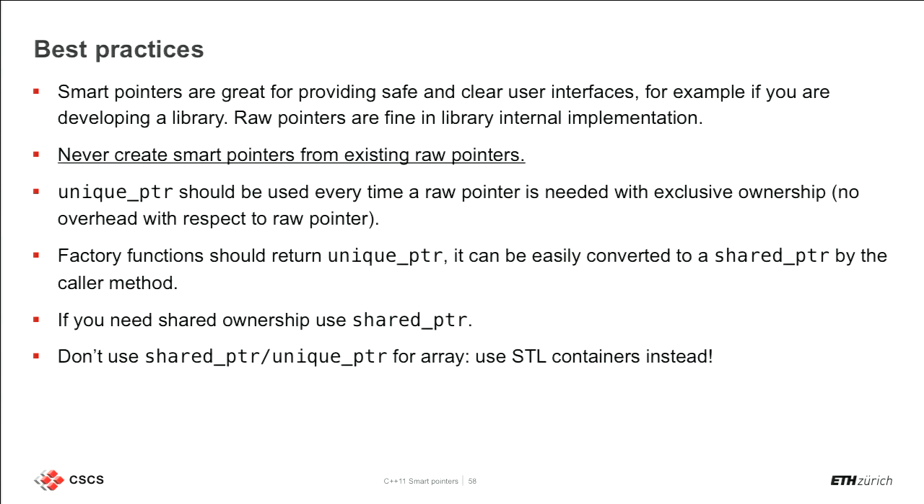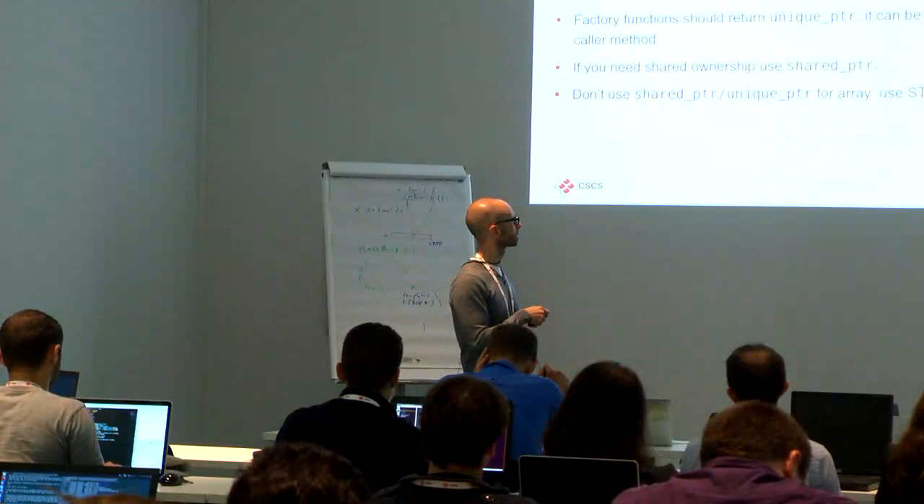Okay, so just to summarize some best practices. As I told you, smart pointers are a good choice if you want to provide pointers in the interface of your library, if you're developing a library. While raw pointers, if you use them in the internal part of that library or in your code, are perfectly fine, as long as you remember that you have to delete the allocated resource, of course.